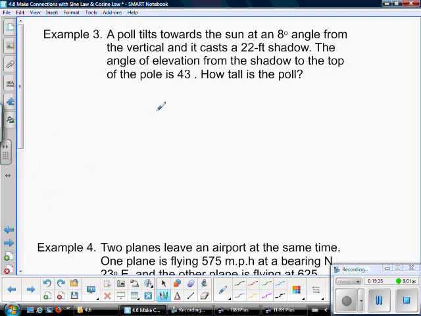Third example, we have a pole that tilts towards the sun at an angle of 8 degrees from the vertical, and it casts a 22-foot shadow. The angle of elevation from the shadow to the top of the pole is 43 degrees. How tall is the pole? Okay, an awful lot of information we have to go through there.